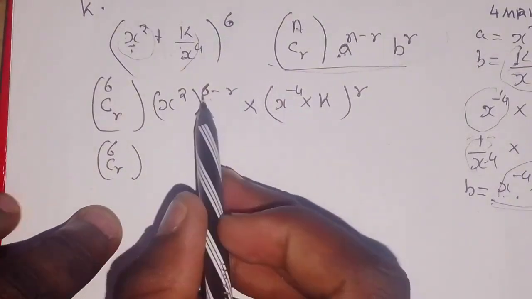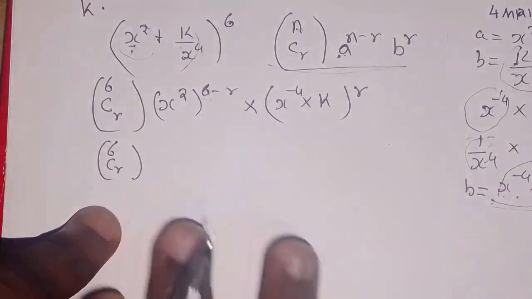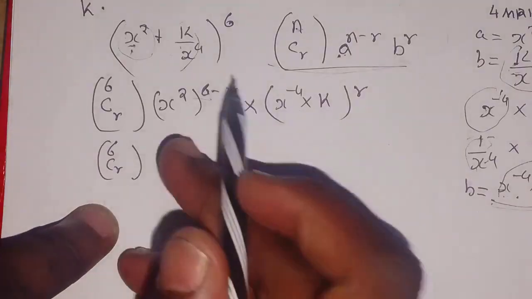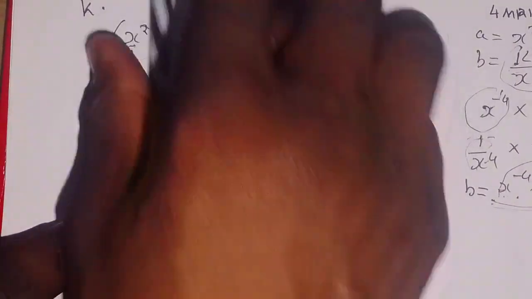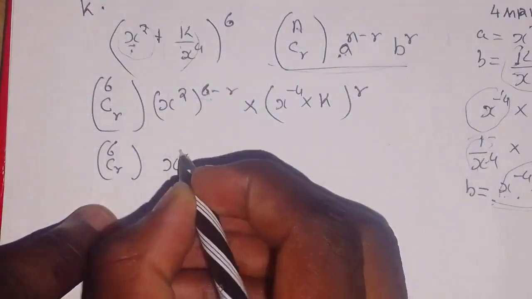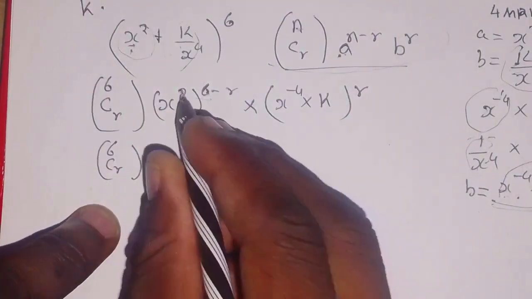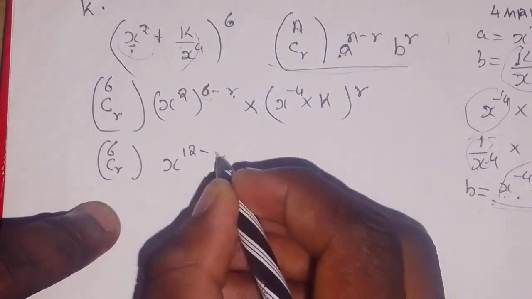Then we can expand this. 2 can multiply with the 6, because these are powers. Okay, so we're going to have 2 multiplied by 6, it will give us 12, minus 2 multiplied by r, this will be 2r.